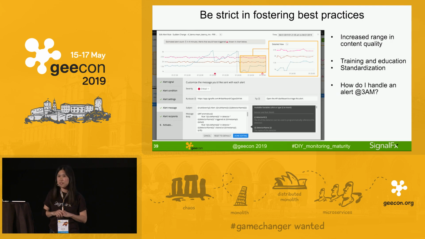And when you start to get more data and more content, you're going to start seeing an increased range in quality. Because you have the casual and expert users, there's going to be a little variance in what you see. So how do we make this standardized, or how do we make it useful for everyone still?